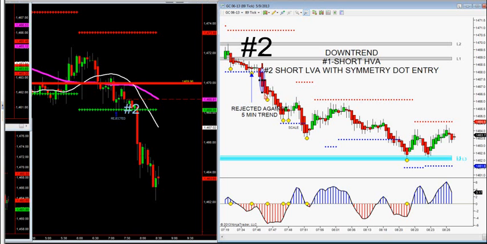My symmetry dots on my 89 tick is my proprietary indicator. This is what separates us from all the market profile traders. All these hundreds of systems out there that have market profile mean absolutely nothing, because we know exactly the exact bar to get into.